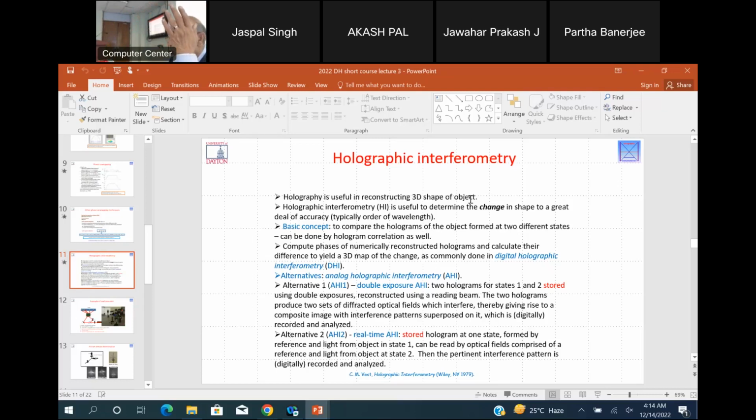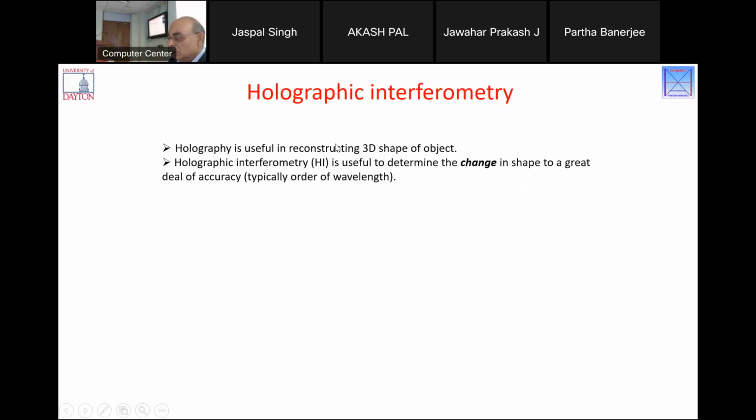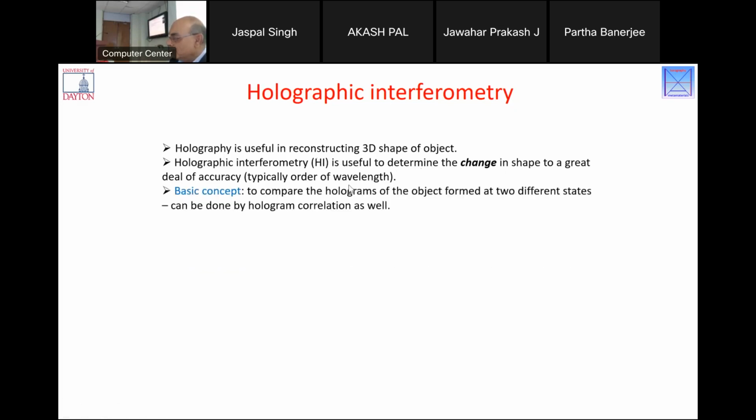So first, let me go back to here. You know that holography certainly is useful in reconstructing the 3D shape of the object. Everyone knows that. This holographic interferometry, as Dr. Nischal also pointed out, is useful to determine the change in the shape to a good deal of accuracy. And accuracy is of the order of a wavelength or so, very small changes.